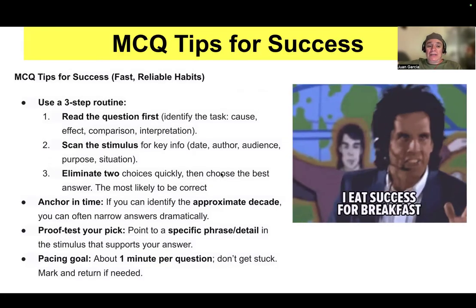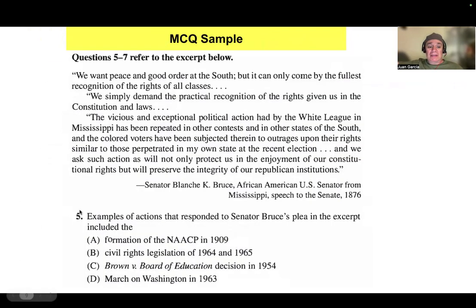So first thing you do is read the question first. Examples of actions that responded to Senator Bruce's plea in the excerpt included the... So we have to read the excerpt because we're looking for actions that responded. So things that happened after Senator Bruce's plea. So what is he pleading for? Okay, we need to be able to read the excerpt.